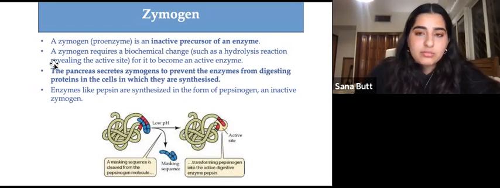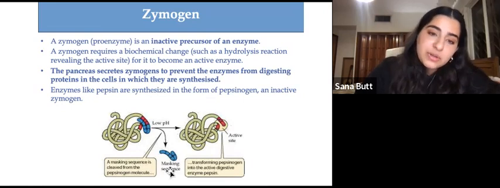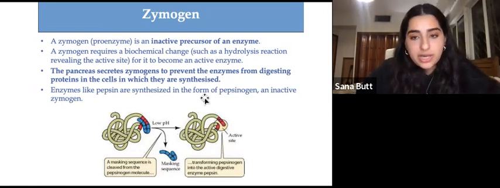So that's basically all that is said here. A zymogen is the inactive precursor of an enzyme, and then it has to be activated either with an acidic environment or a kinase into its active form, which then can go ahead and do the actual work of an enzyme.